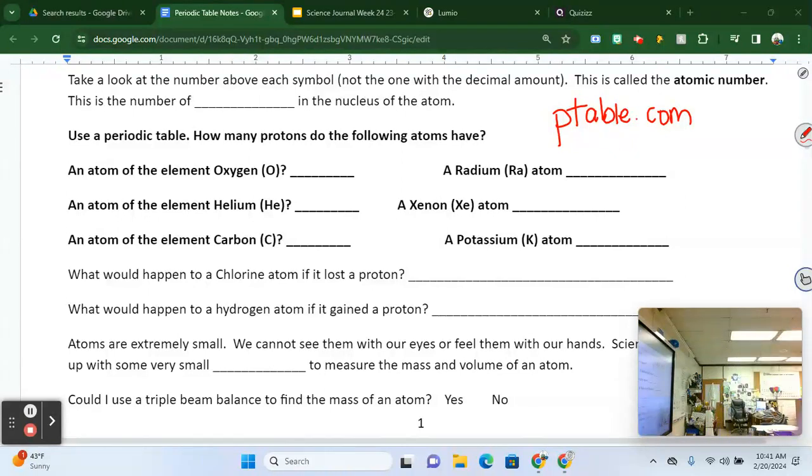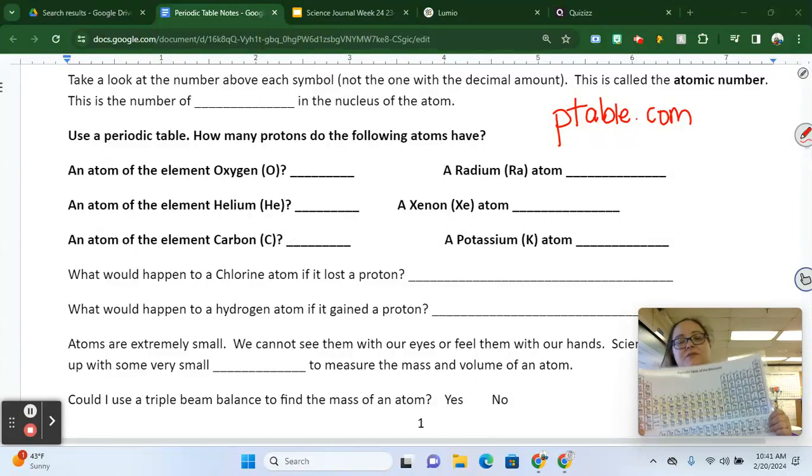I don't know what I do with the periodic tables. Hang on. Oh, here they are. I hit them from myself. Maybe I'll edit that out. Maybe I won't. We'll see.